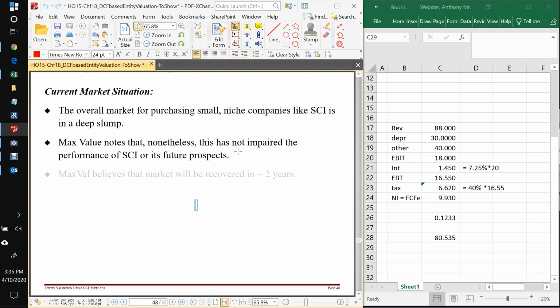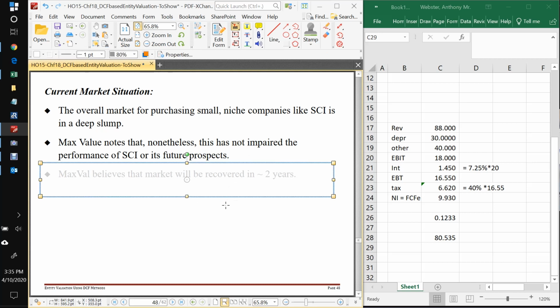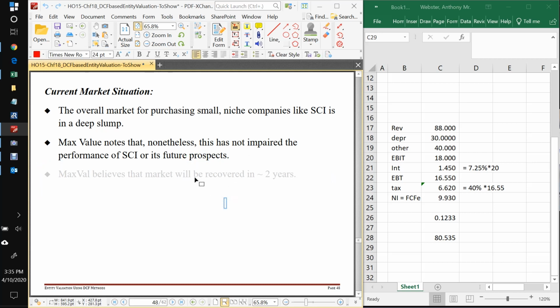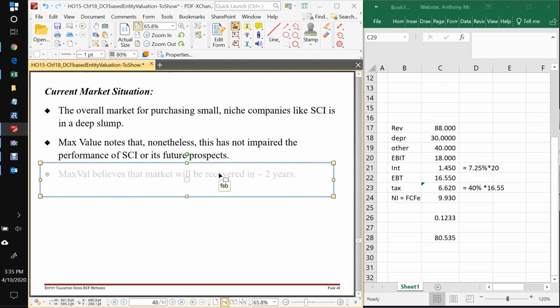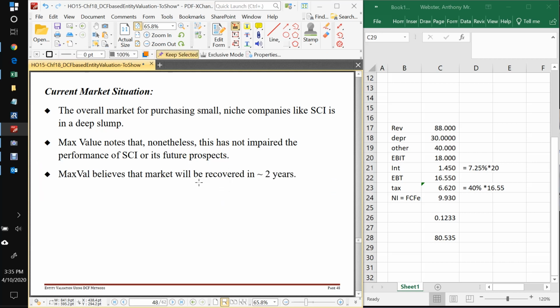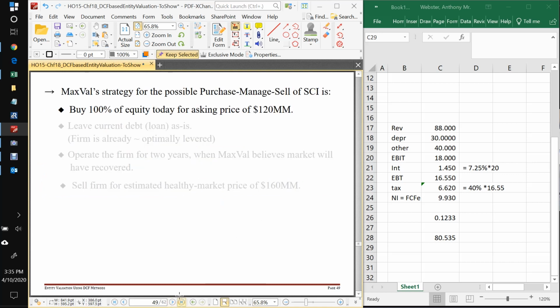And you could imagine in the COVID crisis, they could be making a lot of hospital annexes, COVID testing sites out of containers, things like that. So irrespective of bad market conditions overall, this company is doing very well. And Max Value believes, as a lot of people do in April of 2020, that markets will generally be recovered in about 2 years. So here's their strategy, given all that information.